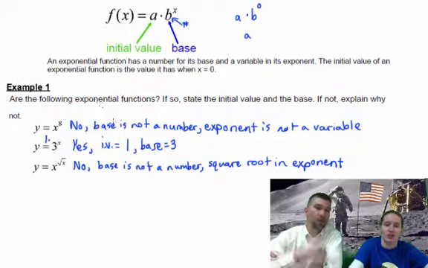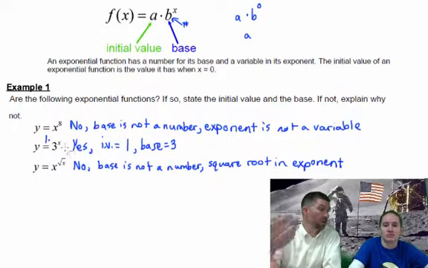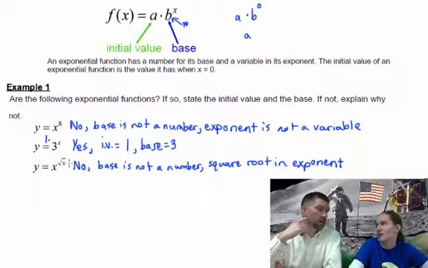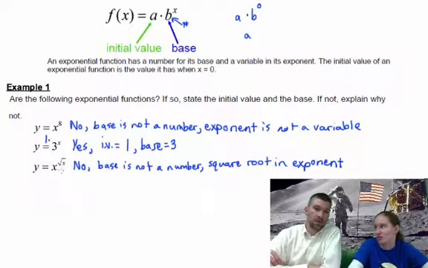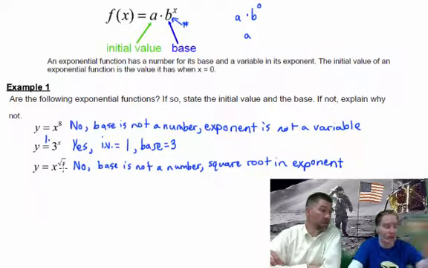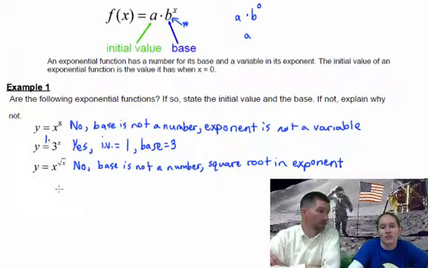You could have like 3 times x in the exponent. But you can't have some kind of a function happening inside of your function. Like you can't have sine x as your exponent. I don't think that would be exponential, because that would bounce around all over the place. Okay, good talk.